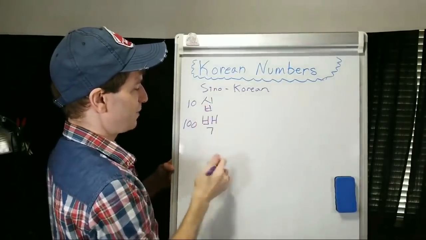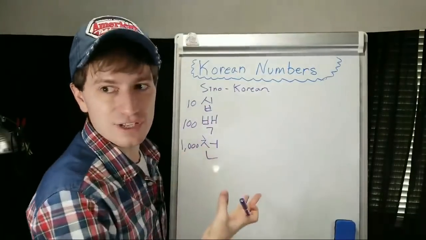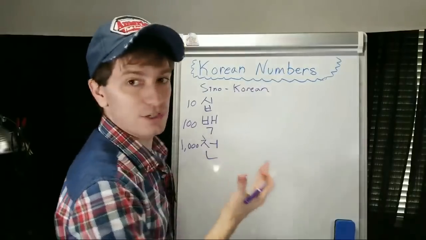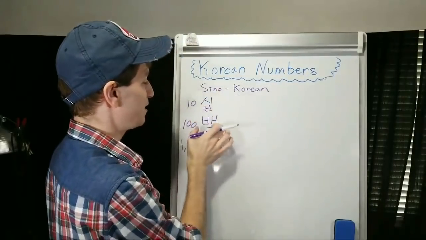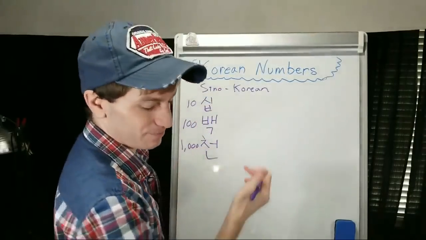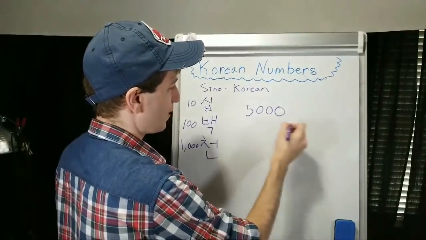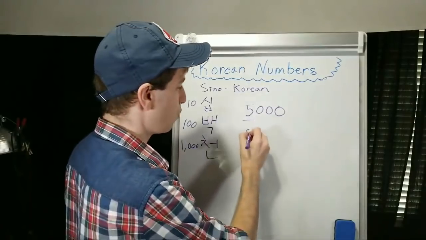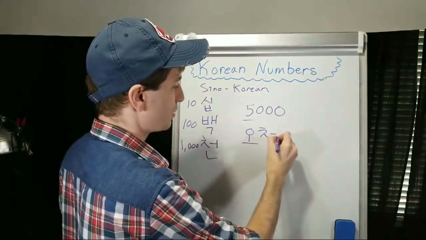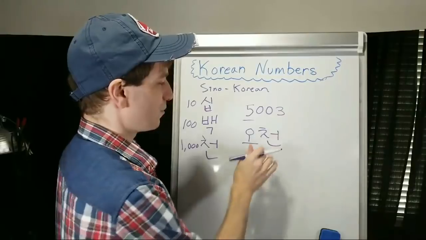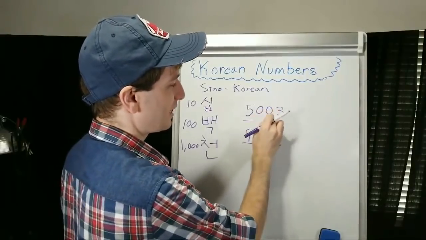100 times 10, we get 1,000 now. So now we can go all the way up till 10,000 using 10 for 10, 100 for 100, and 1,000 for 1,000. So let's do 5,000. We don't have anything else to worry about here. We only have 5. Oh, now we have 1,000. 5,000. 5,003. Well, you have 5,000. Nothing here. Nothing here. 3.